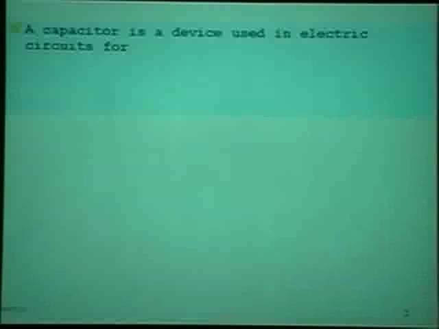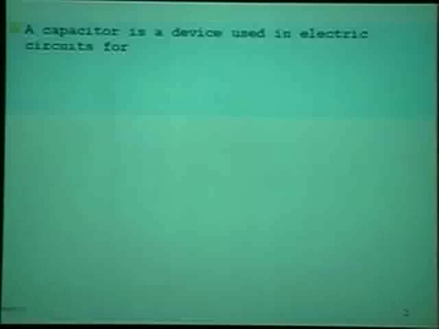Okay, today we're going to talk about capacitors. We're going to segue from where we've been, which has been electrodynamics, to where we wish to go, which is circuits. And so today's lecture is to provide some of that transition.